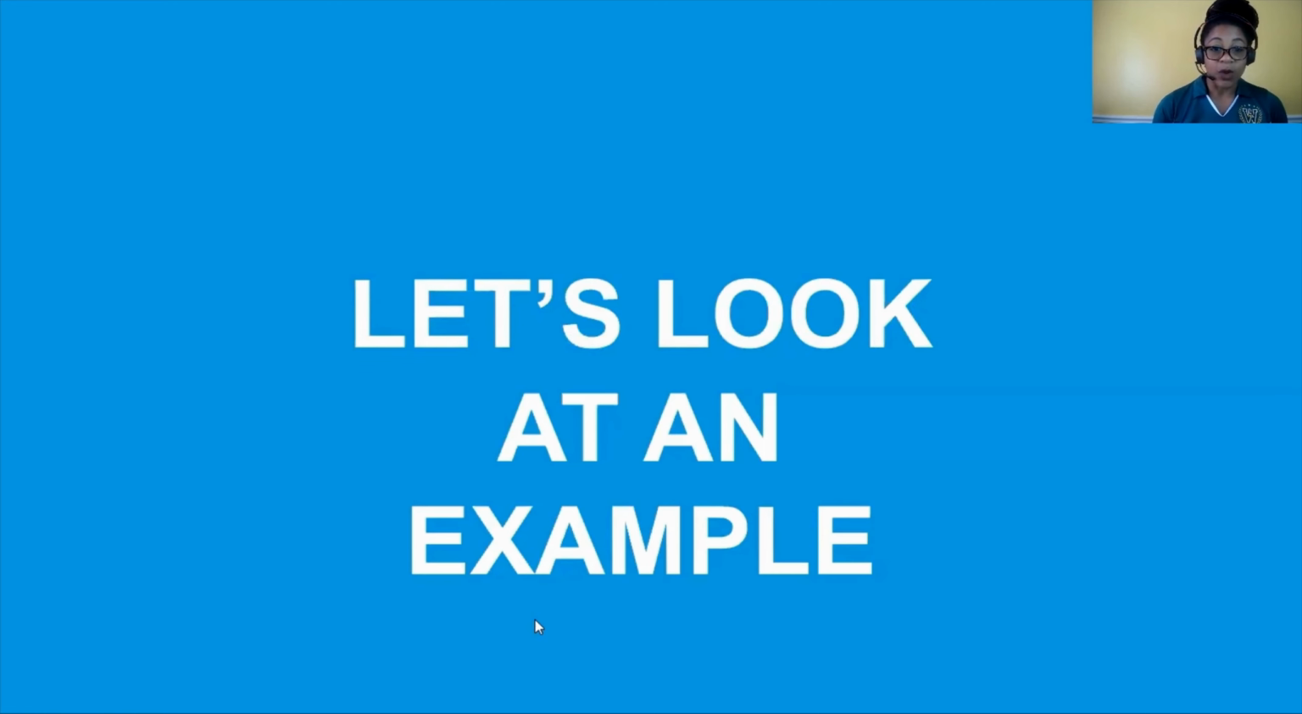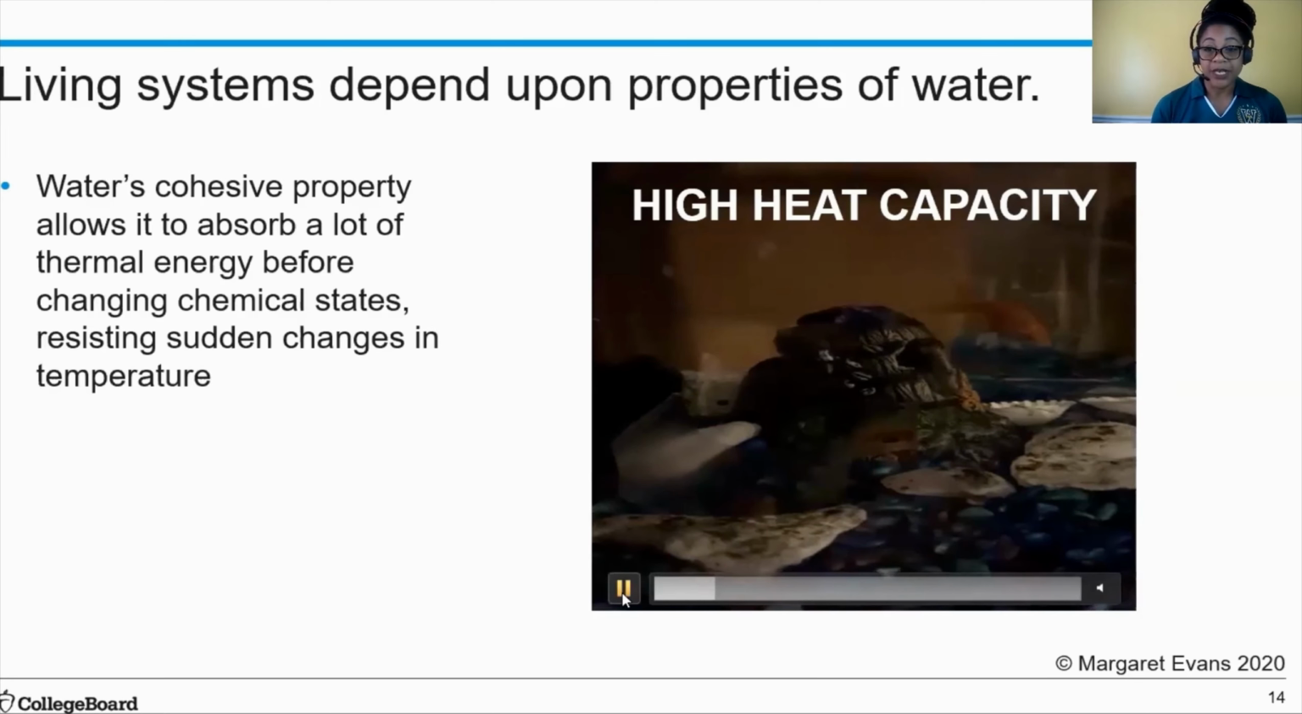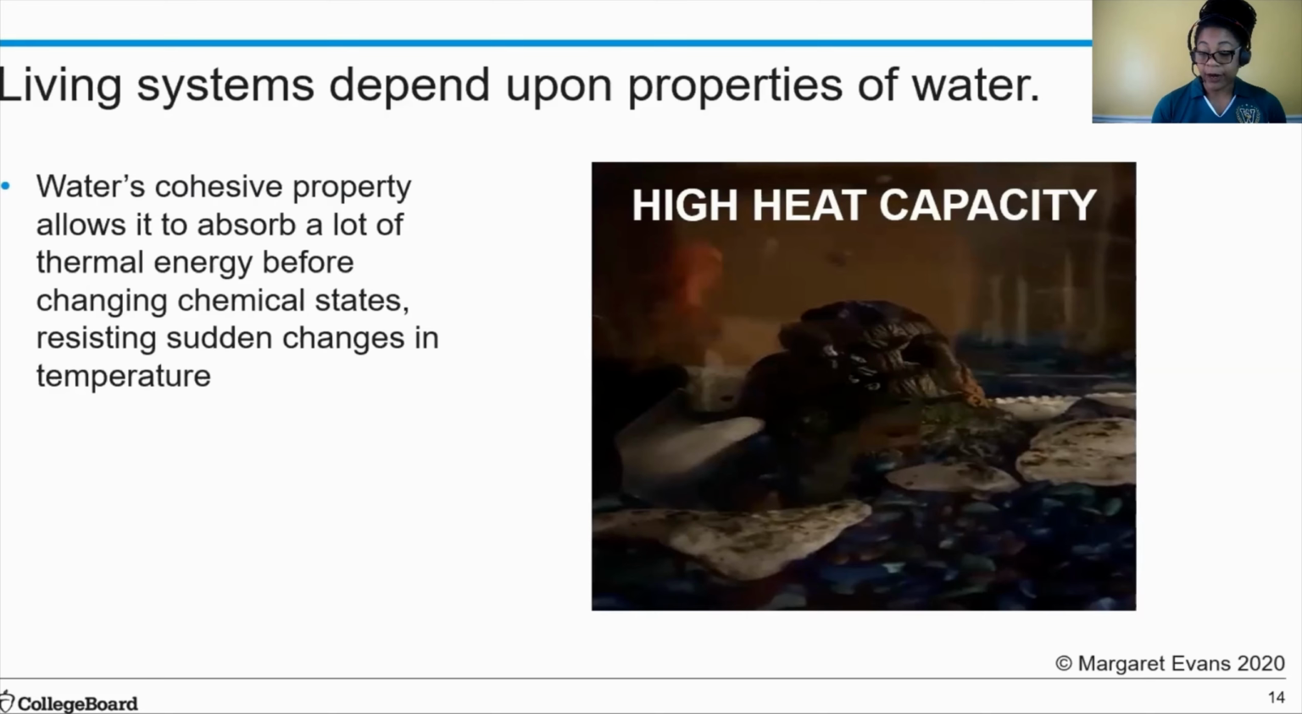Next, we're going to take a look at water's high heat capacity. Water has the ability to absorb a lot of thermal energy before it changes chemical states. It resists sudden changes in temperature. And so organisms like my friend here, my little fish friend here, live in a water environment. And so many aquatic organisms like the fish will depend upon this property of water so that they can maintain appropriate temperature regulation of their bodies.